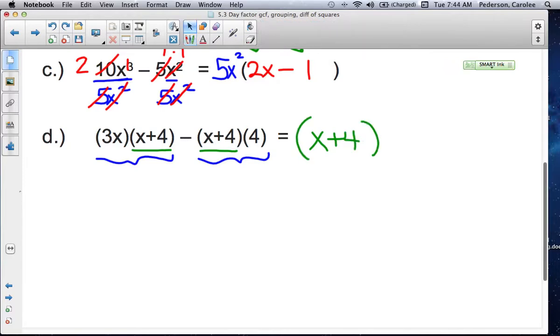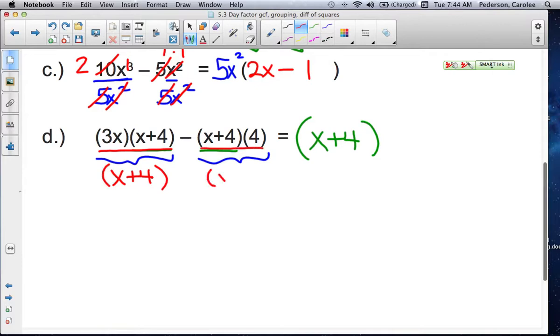Now what am I left with? If I divide this side by x plus 4 and this side by x plus 4, let's see what cancels. This x plus 4 and this x plus 4 cancel. This x plus 4 and this x plus 4 cancel. So I'm left with then 3x minus 4.